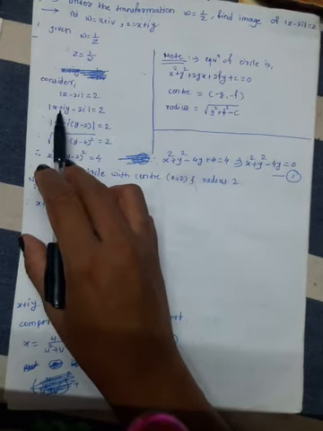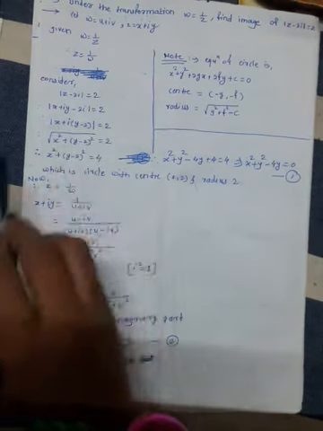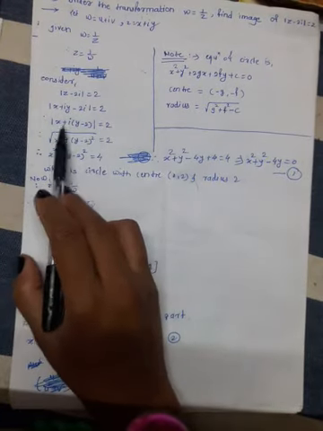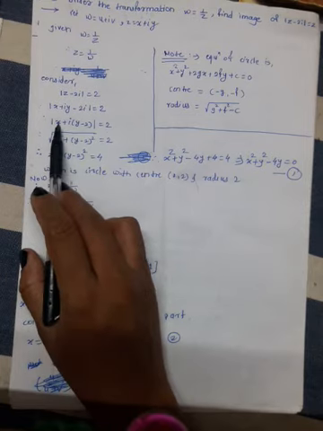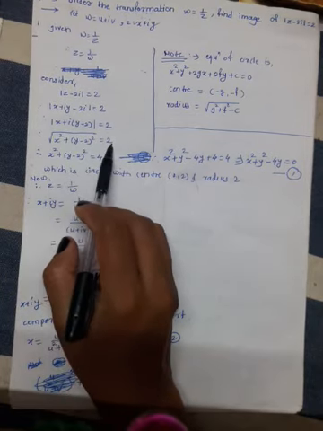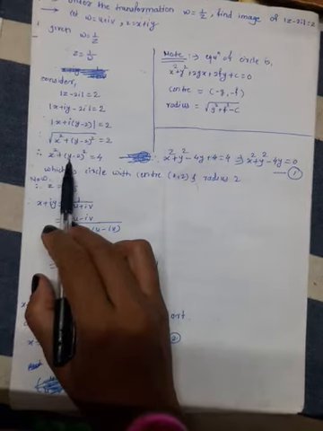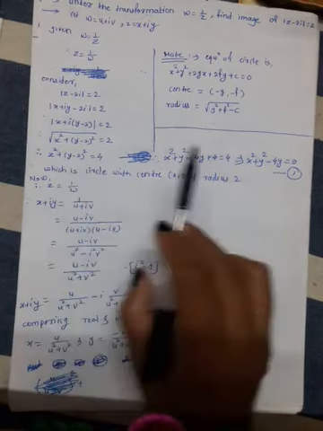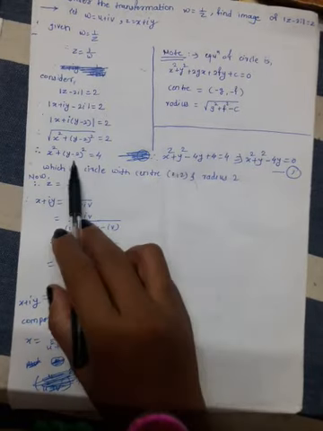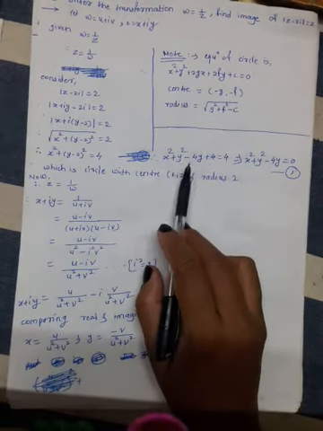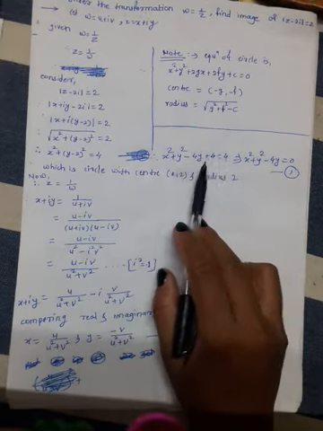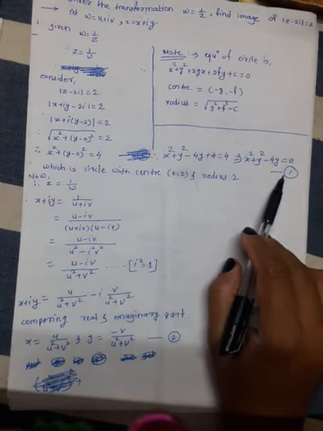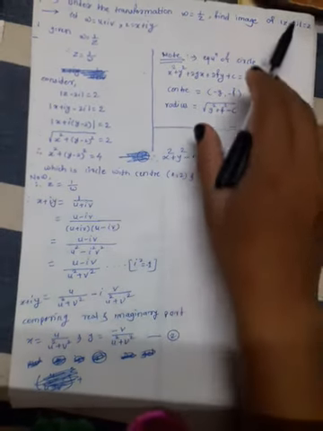Simplify this. z is equal to x plus iy, minus 2i is equal to 2. Take i common, we get x plus i into (y minus 2) is equal to 2. Take mod of this, which means under root real number square plus imaginary number square is equal to 2. Square on both sides, we get x square plus (y minus 2) square is equal to 4. Now expand this. Square of (a minus b): x square plus y square minus 4y plus 4 is equal to 4. The 4 gets cancelled, we get x square plus y square minus 4y is equal to 0.